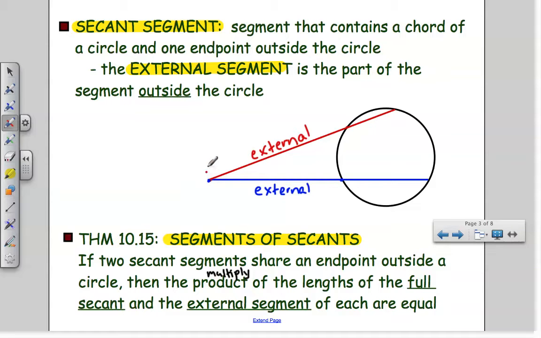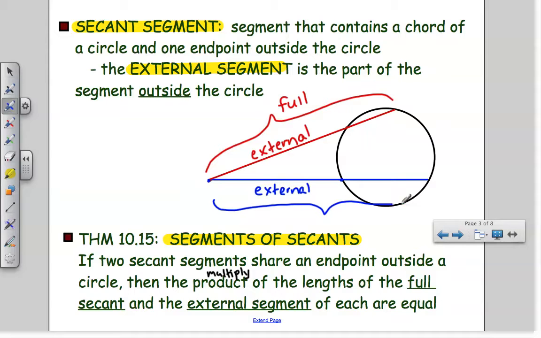Now, if I was doing the red one, there's the external part, but I also need to multiply by the full segment, which would be that entire length. And then for the blue one, the full secant would be this entire length, the total of those two portions, times just the external part. So, writing this out in words, if the full length was maybe 15, times the external part, maybe 10, then that would have to equal whatever the full times external is for the blue one. So if you have two secant segments, full times external is always equal for both.